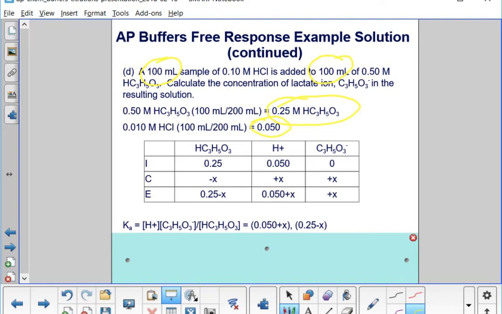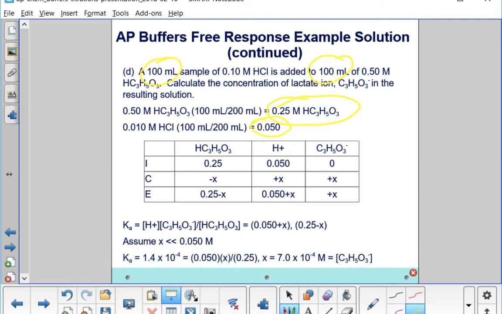So we can use our Ka expression and assume that X is much, much less than 0.05 or 0.25. And so we can say that Ka is equal to the concentration of the products, 0.05 times X, over the concentration of the reactant, 0.25. And we get that X is 7.0 times 10 to the minus 4. And that's what we're looking for, the concentration of the lactate ion in the resulting solution. So we're just being asked here to solve for X.